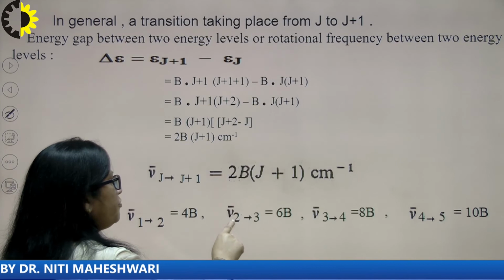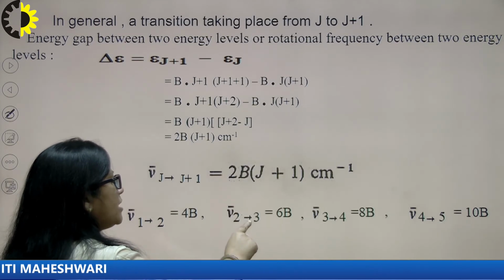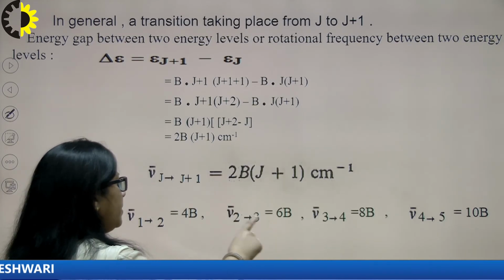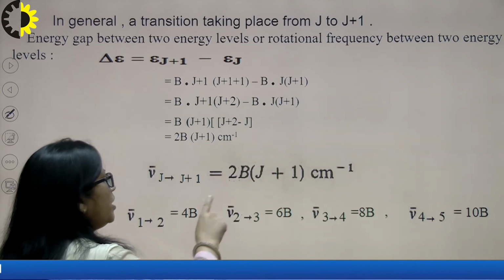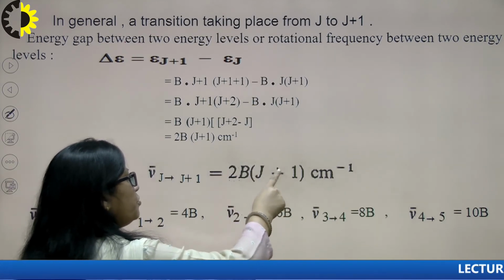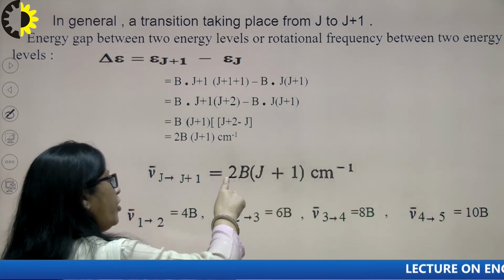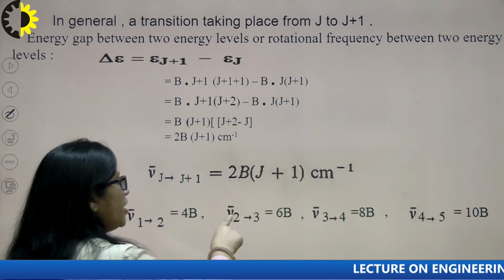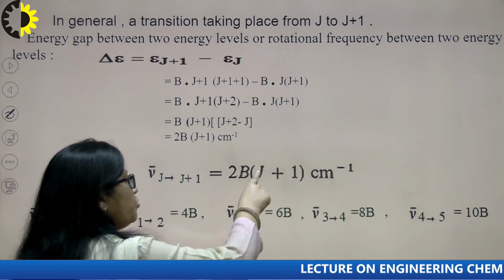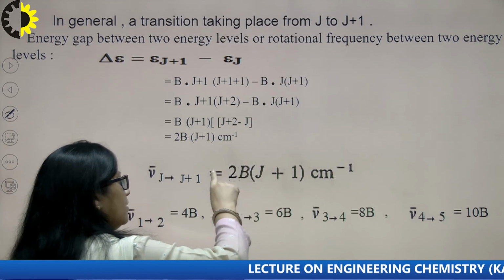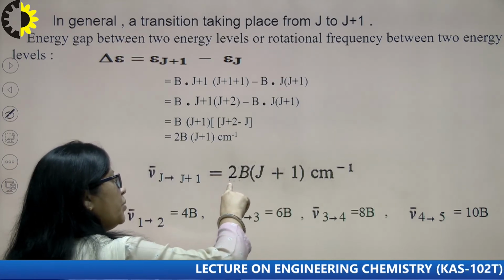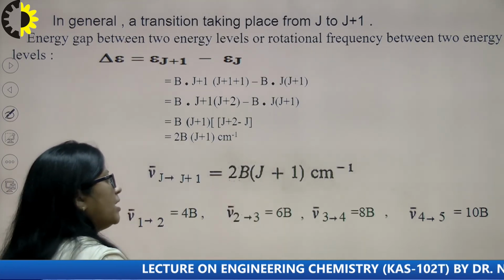On changing from 2 to 3, it is going to become 6B. On changing from 1 to 2, 1 plus 1 is 2, 2 multiplied by 2 is 4, into B. On changing from 2 to 3, 2 plus 1 is 3, 3 multiplied by 2 is 6. So, it is going to become 6B.